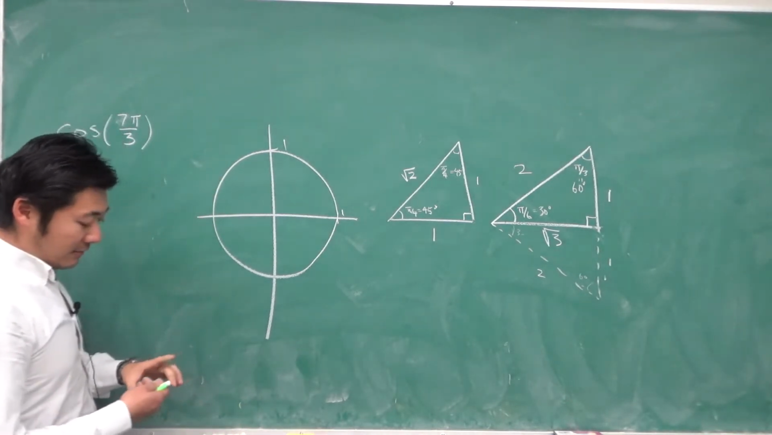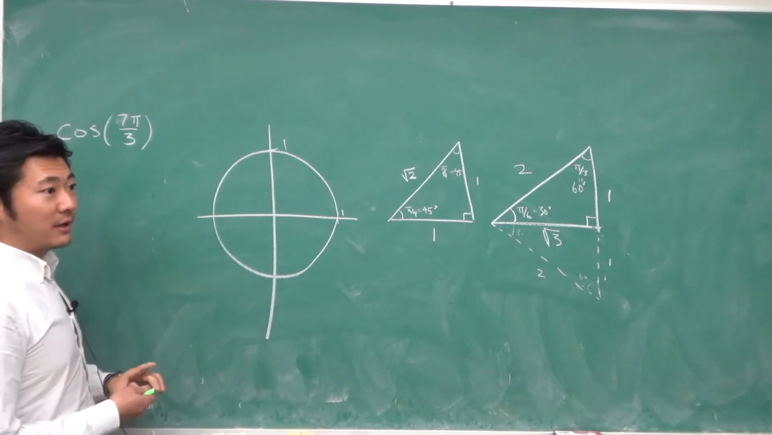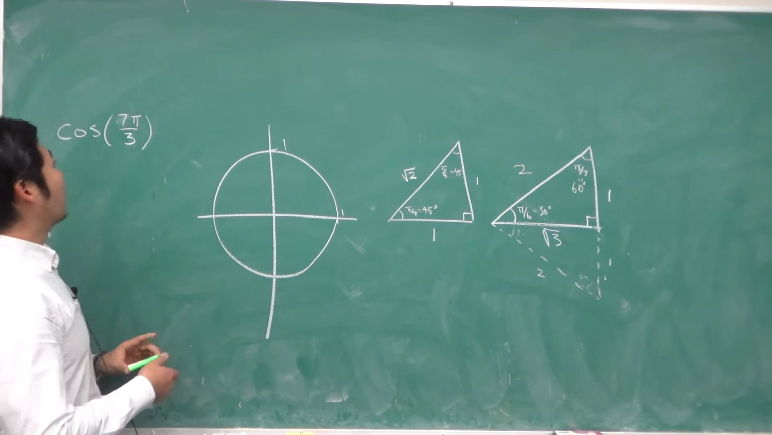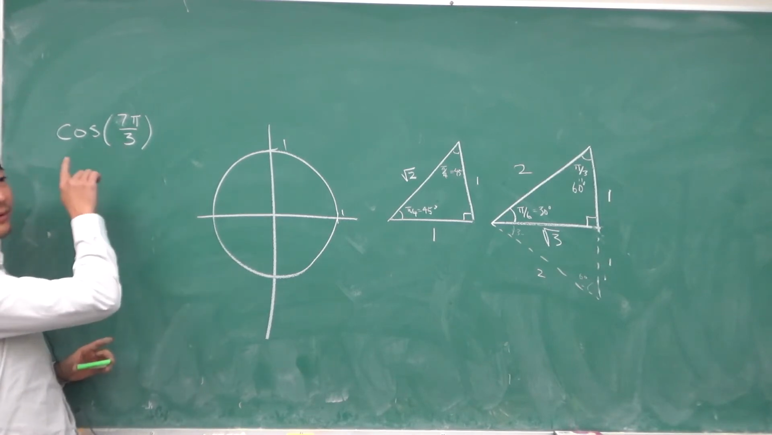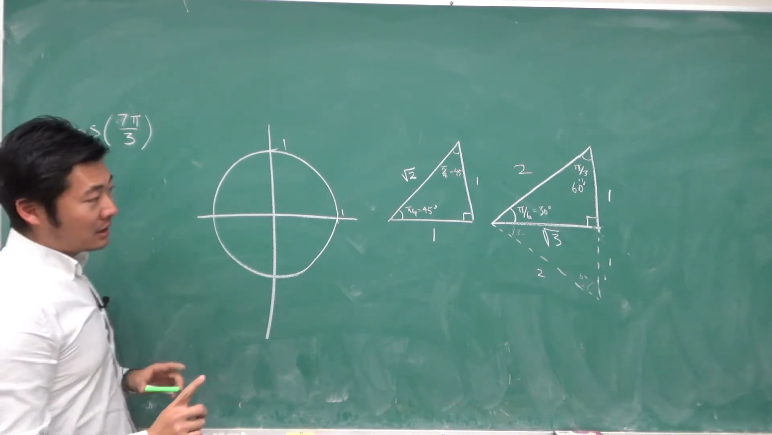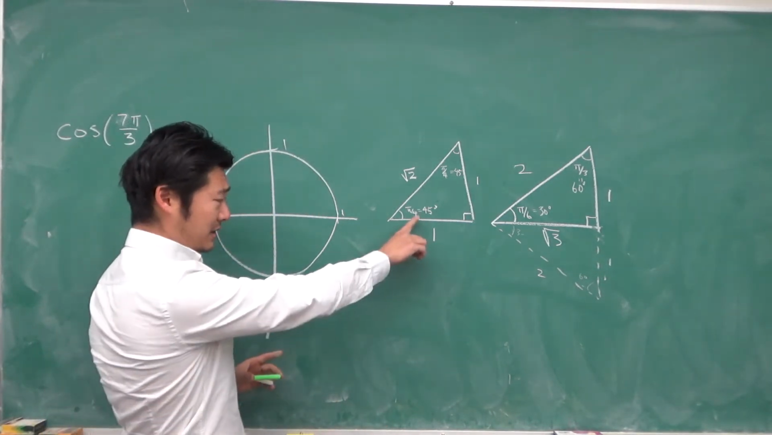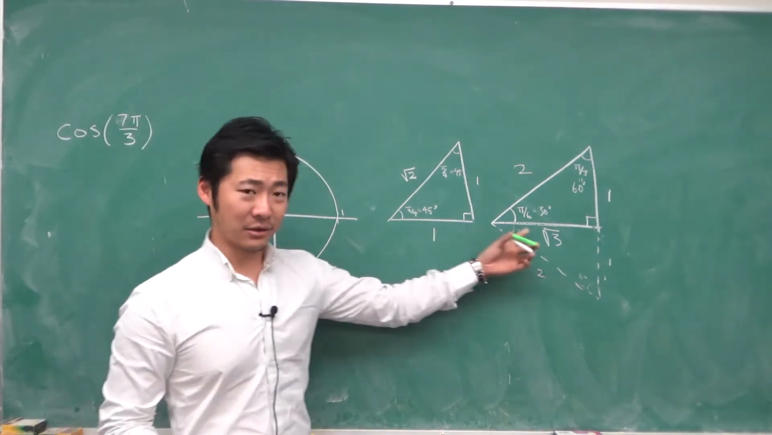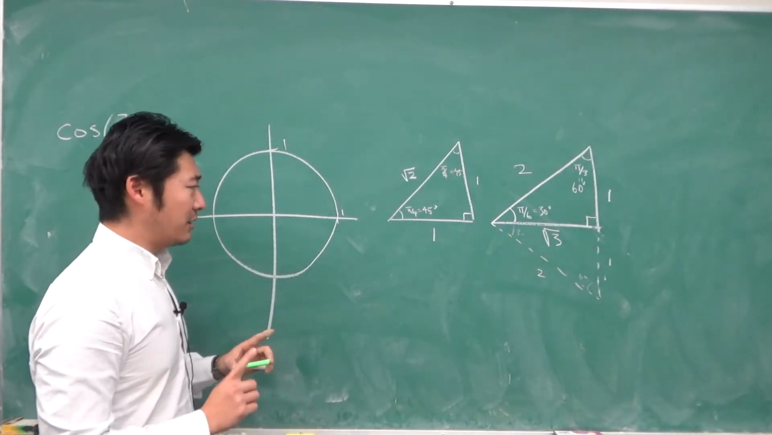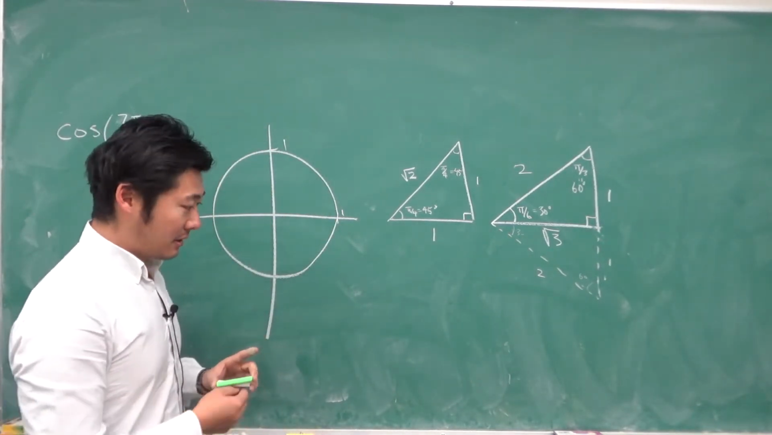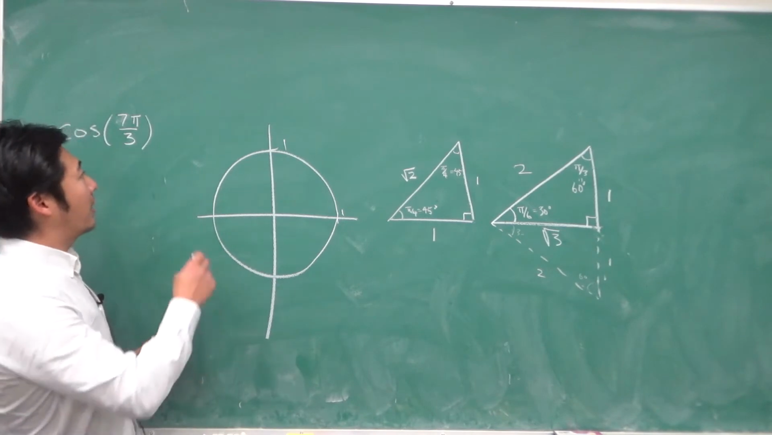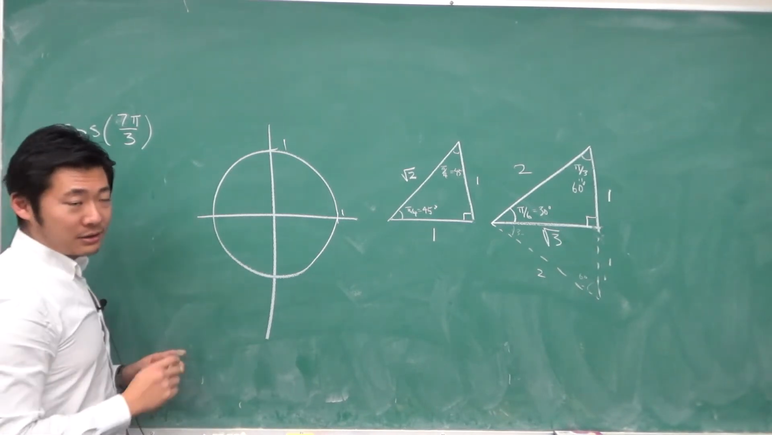So how to find the values of trig functions for this type of radian. So 7 pi over 3 would be bigger than 360 degrees, so it doesn't seem to fit into this triangle. So here's how you would figure this out. So first I look for ways to make pi or 2 pi.